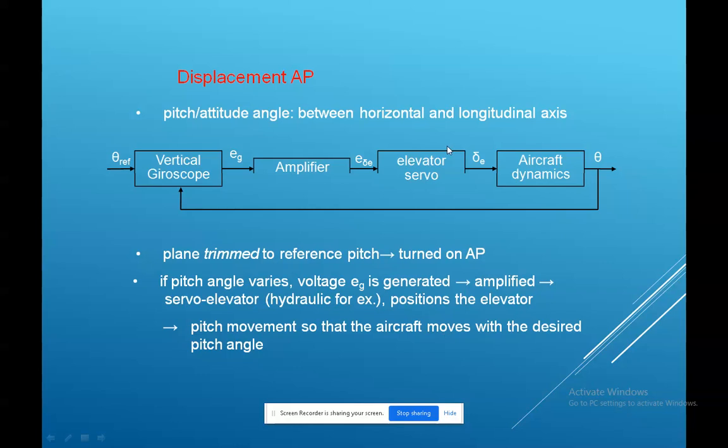So if the pitch angle varies between the horizontal and longitudinal axis, then a voltage value will be generated, amplified in the amplifier, and then given to the elevator servomotor, which will change the position of the elevator. So based on the voltage generated in the vertical gyroscope, the position of the elevator changes.